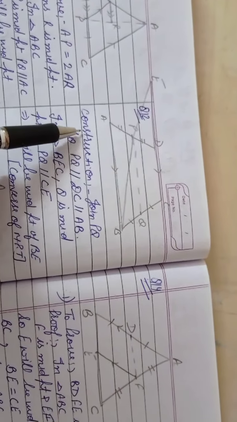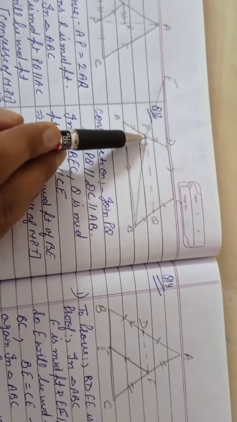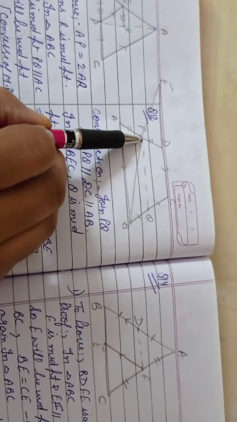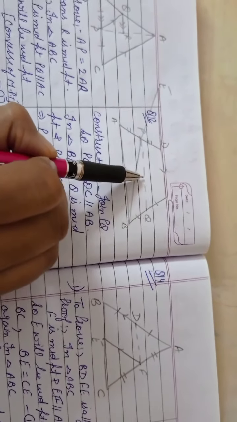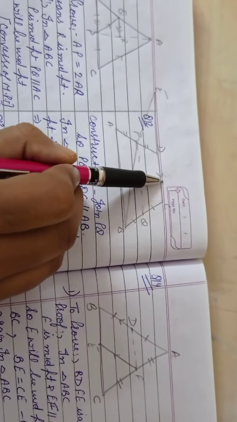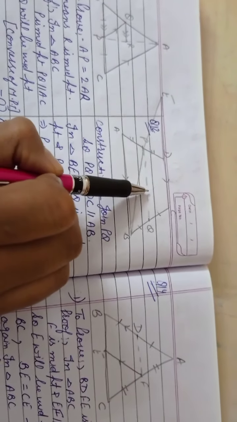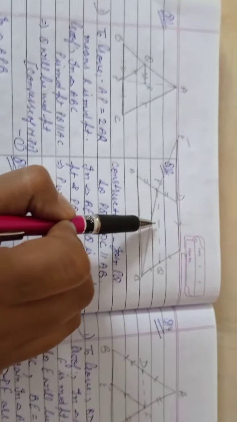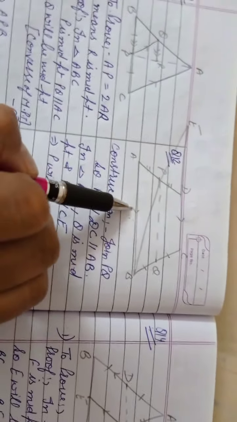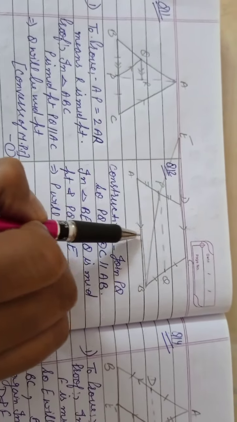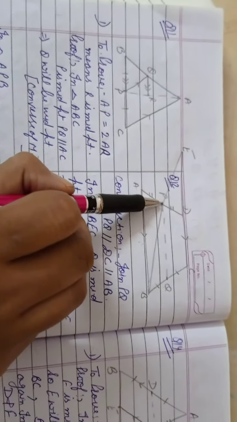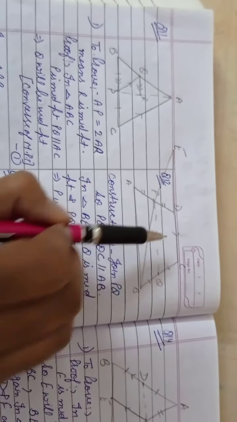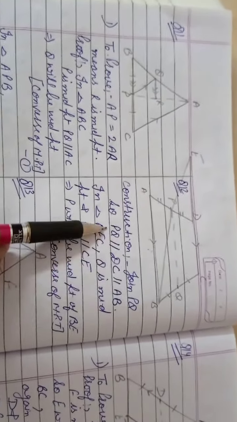Look children, in this question you have to make a construction. You have to join PQ. And this is the property of trapezium: the line joining the midpoints of non-parallel sides will be parallel to these two sides also. It means this is parallel to this side and this is parallel to this side. Our second part is to prove PQ parallel to AB. So this you can directly write by the property of trapezium that the line joining the midpoints of non-parallel sides will be parallel to the parallel sides. So the second part is already proved.